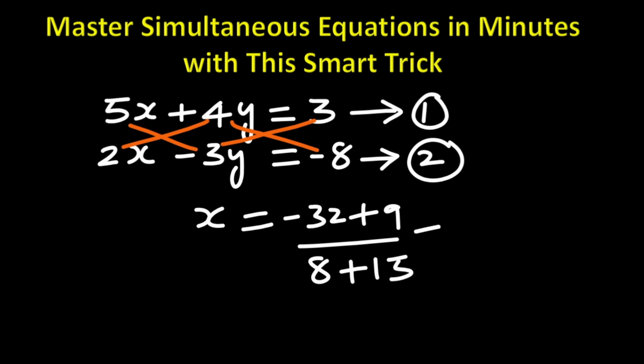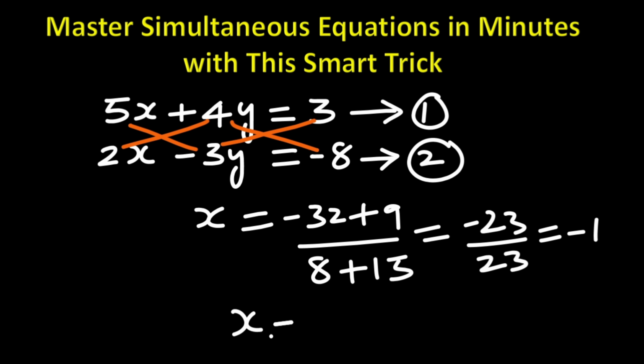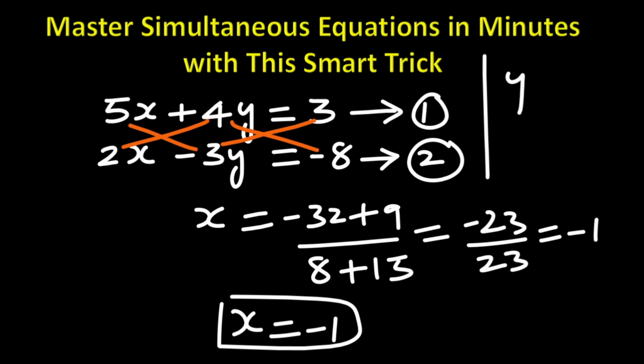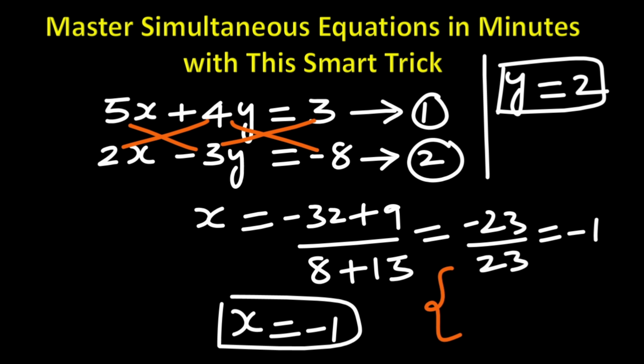If you simplify this, you get negative 23 over 23, which would be negative 1. So the value of x is negative 1. When you plug in x as negative 1 in equation number 1, you get the value of y. So y is 2. So the value of x is negative 1, y is 2. So the solution set to this given question is negative 1 comma 2. That's the solution to the given simultaneous equations.